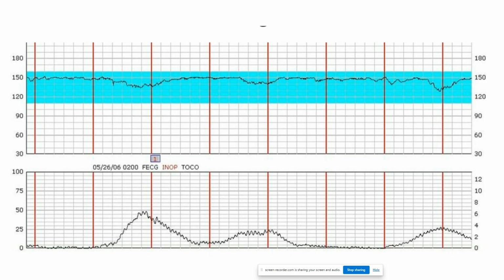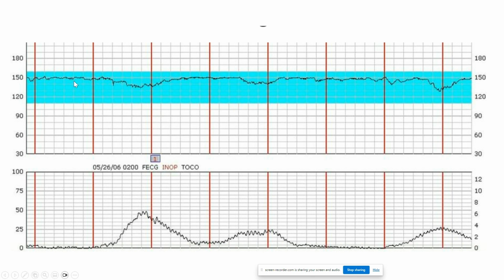All right. And if you said minimal variability, you are correct. We still have some grooves here, but they're not as big or as moderate as the one before that we saw. So this is a minimal variability. And we have to look at the contractions here. There's one contraction here, another one here, and another one here.